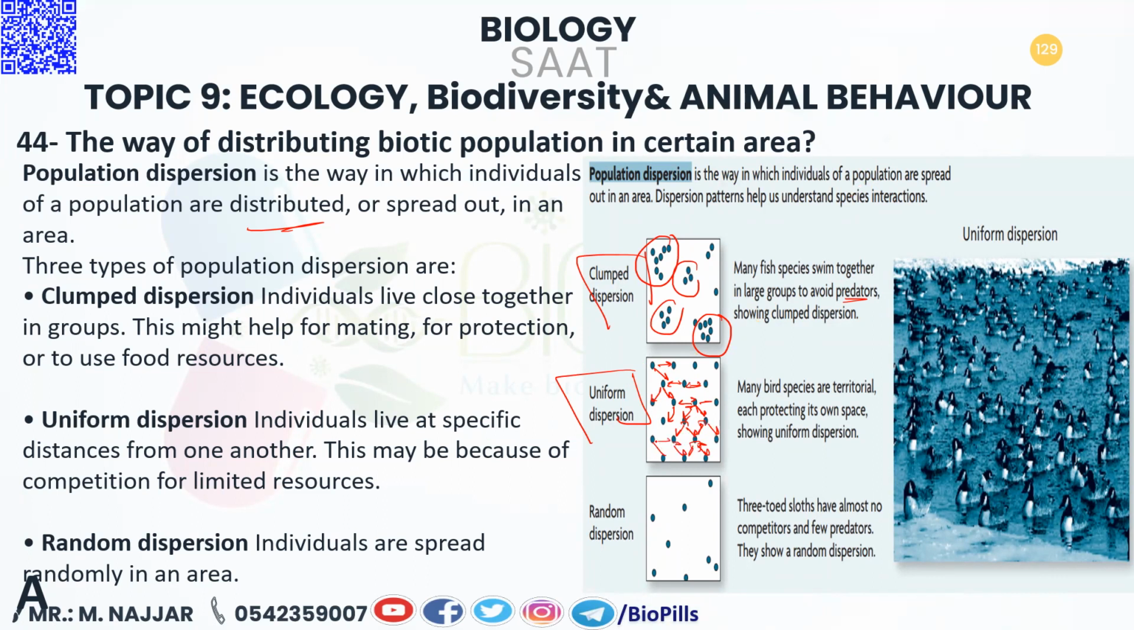This example is known as uniform dispersion, as each one of them has a territory that no one can come closer to. Then we have the random dispersion, and in this case, there are almost no competitors for them, so there's no pattern for the dispersion. So it's named random dispersion, such as the three-toed sloth. Individuals are spread randomly in the area.